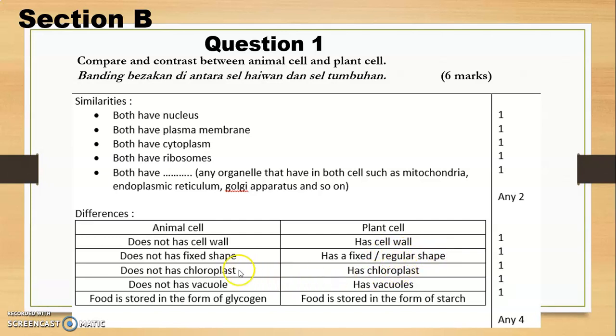And then the third one, animal cell does not have chloroplast, plant cell has chloroplast, another 1 mark. And then does not have vacuole, has vacuole, 1 mark. And the last one, food is stored in the form of glycogen in animal cell. For the plant cell, food is stored in the form of starch. So you will have to write 4 points, and you will get 6 marks. Okay, let's go to the next question.